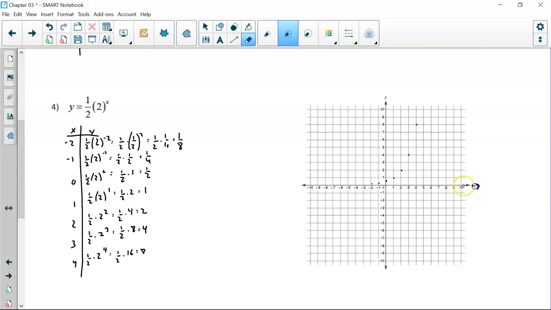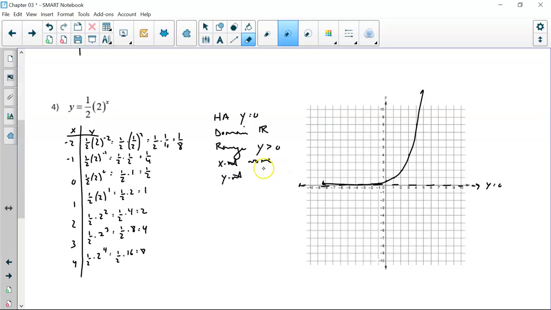Now there's still that horizontal asymptote at y equals 0. And the graph will look like this. So the horizontal asymptote, HA for short, y equals 0. Domain, all real numbers. Range, y is greater than 0. X-intercept, there's still none for this one. And the y-intercept is now at 0 and 1/2.